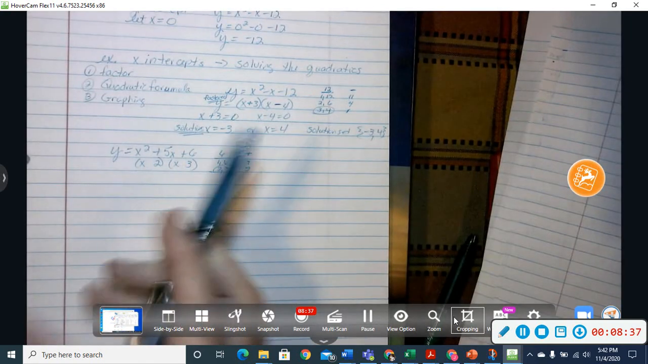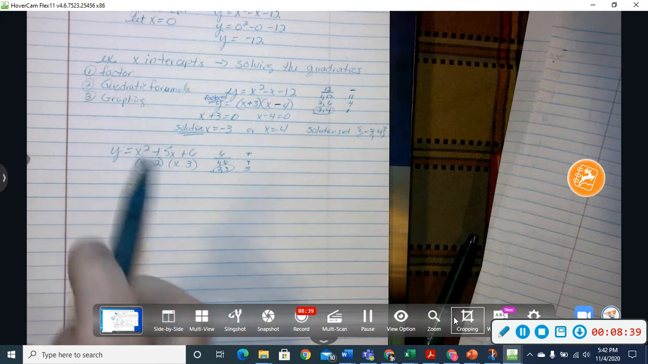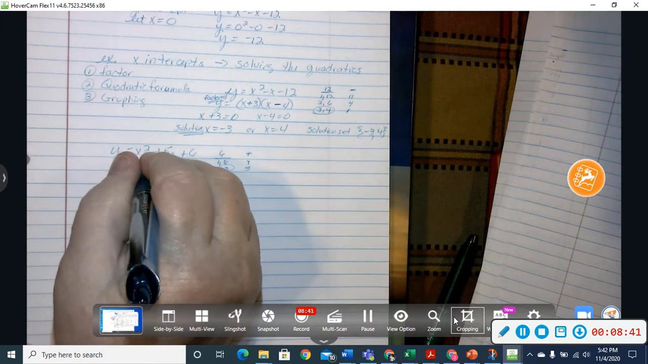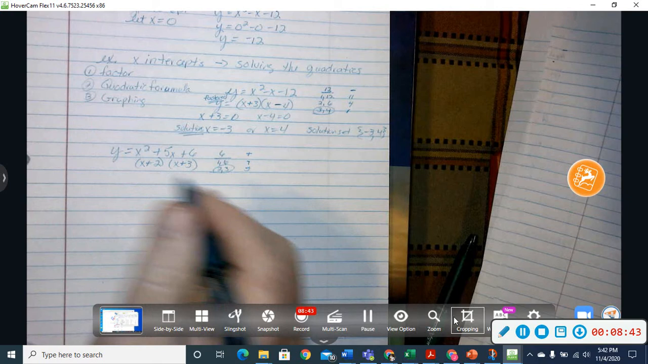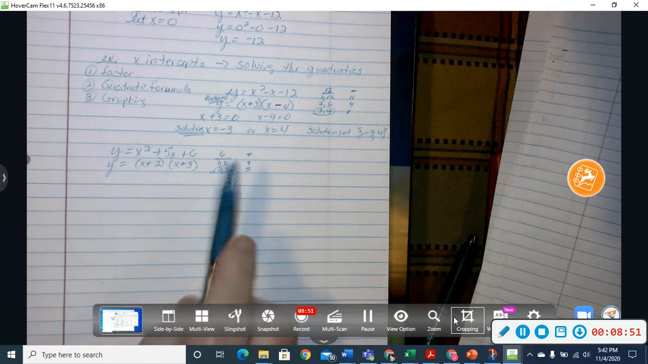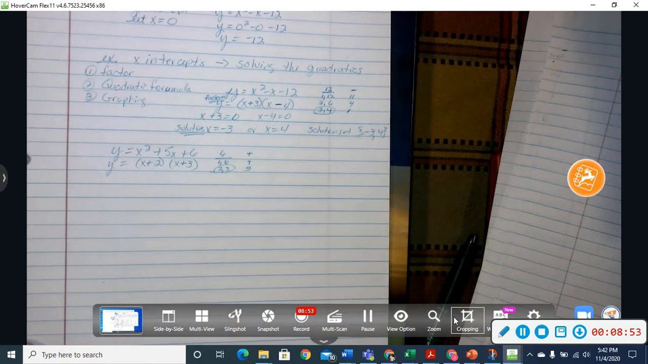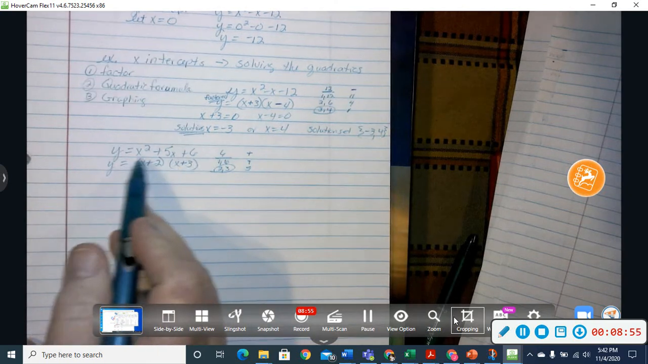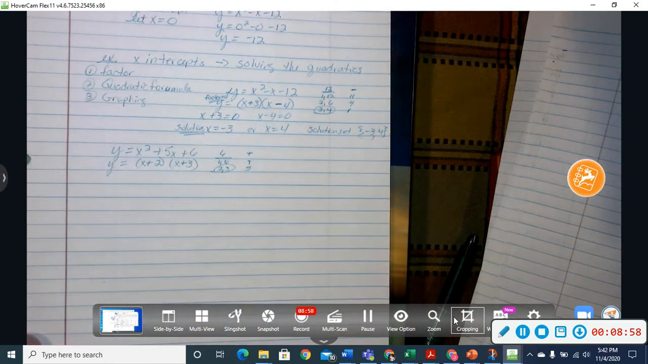Because the middle term is positive, that tells us both of these factors are positive. If the middle term had been negative, that would have told us both of those would have been negative in terms of adding them together. So again, those are the factors that make the solution.